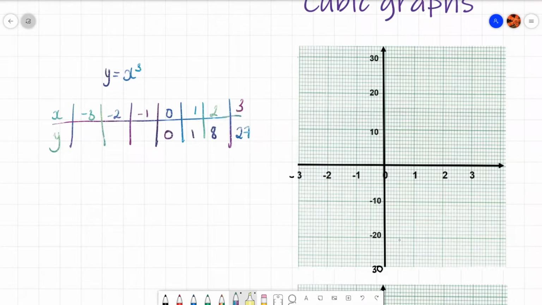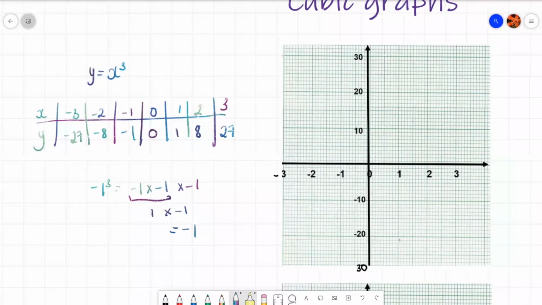Okay, now -1 cubed is where it gets slightly tricky. -1 cubed is -1 times -1 times -1. Well, -1 times -1 is +1 because two negatives multiplied together make a positive. Times -1 would be -1, because a positive times a negative is a negative. Likewise, that's exactly the same here. That would be -8 and -27.